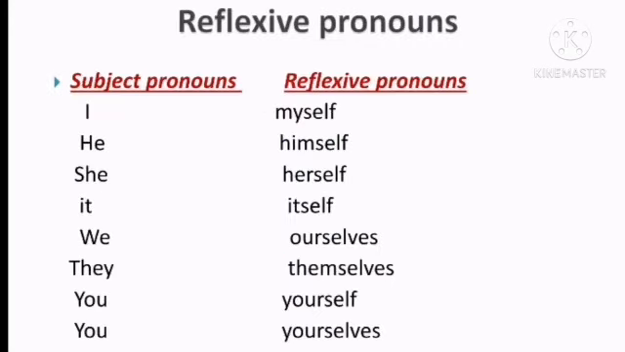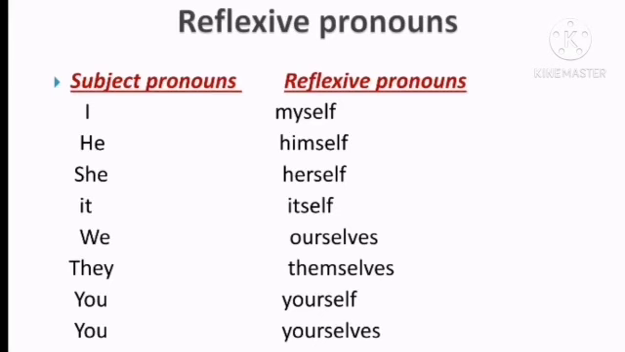And now we have one more grammatical rule included in Unit 9, which is about reflexive pronouns. Here, as they are in front of us, we have the subject pronoun, and on the opposite side, the reflexive pronoun. The reflexive pronoun of I is myself, he, himself, she, herself, it, itself, we, ourselves, they, themselves, and you, yourself. Again, you, yourself. What's the difference? Why have I written it two times? One time, yourself, and the other, yourselves.